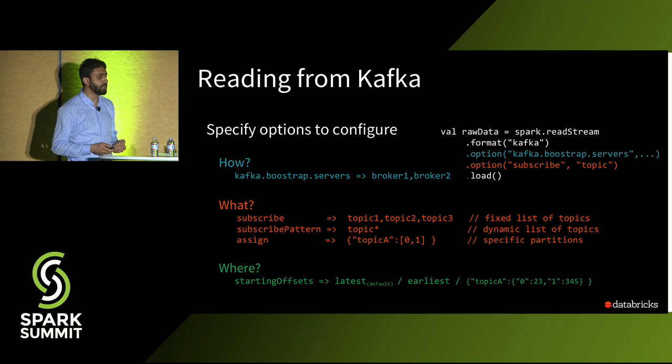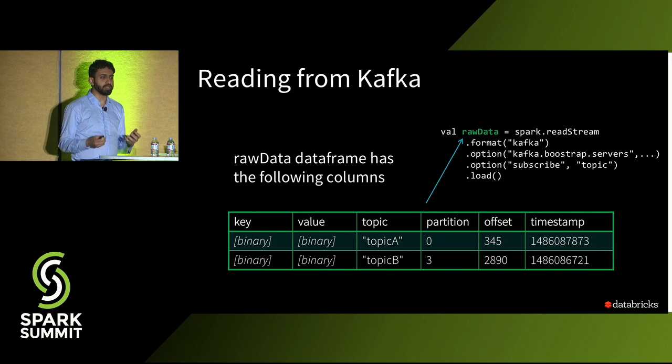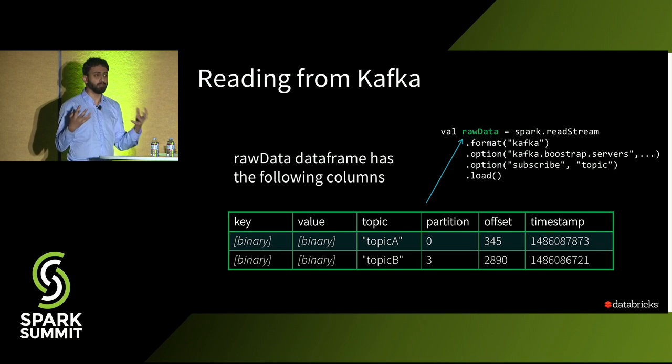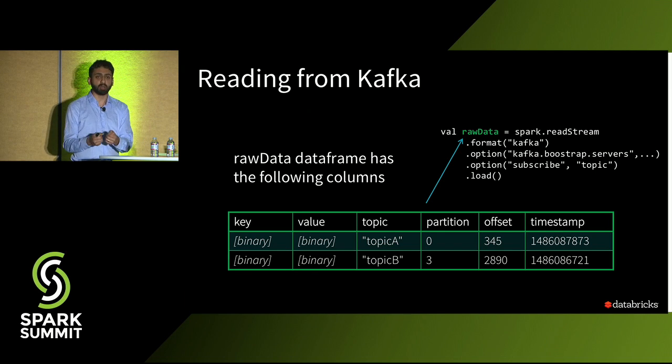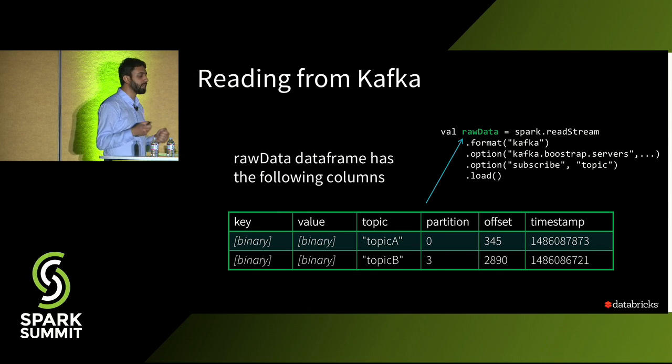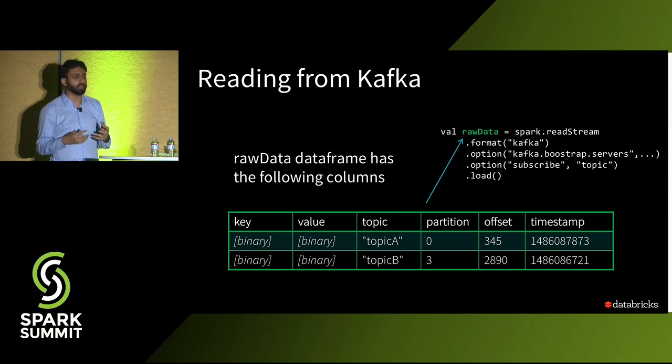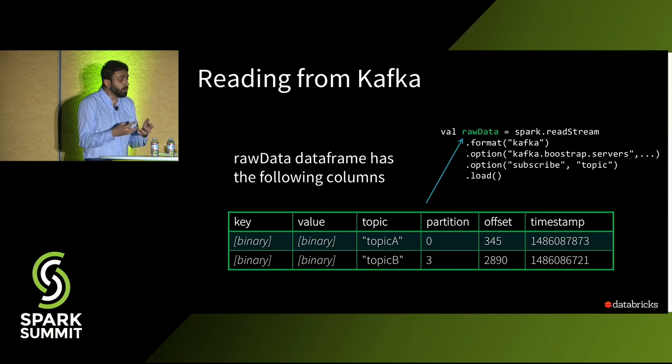And then finally, you ask the system to load this information in the form of a data frame. What you get at the end is this raw data frame, which is equivalent to a table with the key and the value from Kafka as binary blobs. You also get additional columns like topic, which topic it came from, which partition it came from, what the offset was, and the timestamp when it was recorded in Kafka, and things like that.